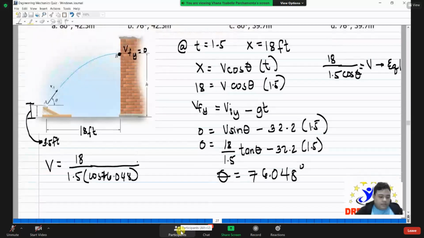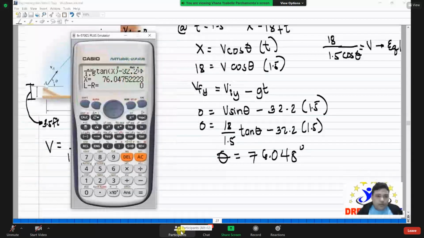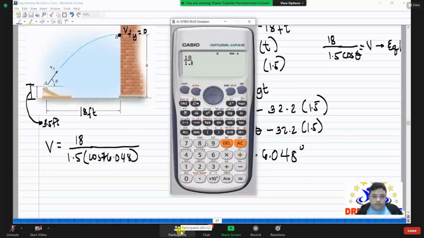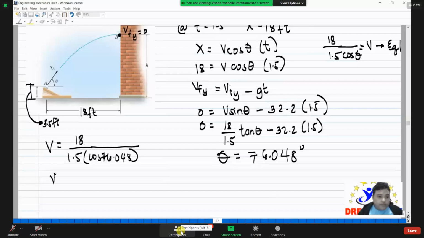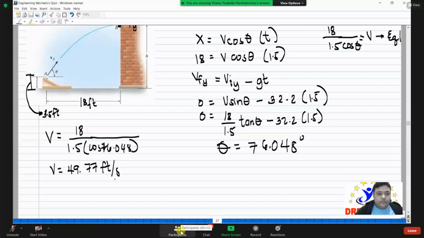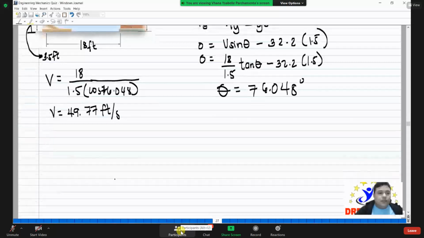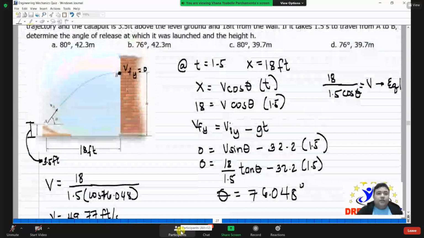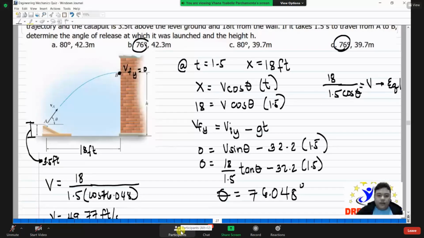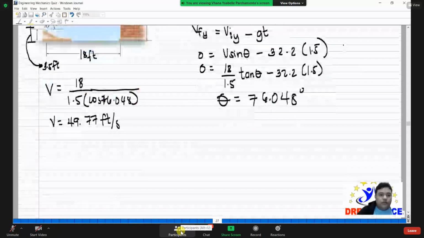So velocity is equal to 18 over 1.5 cosine of the answer, which is 49.77. So this is in feet per second. Yan yung initial velocity. So kunin natin yung taas. Yun kasi hinahanap pa. So 76. So it's either letter B or letter D. Tingnan natin kung anong sagot dyan.